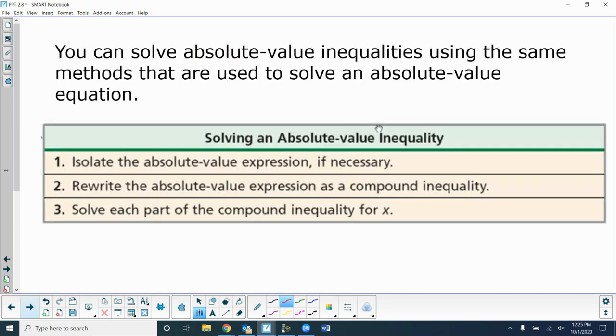All right, so, same rules. Isolate the absolute value if you have to. If there are numbers outside of the absolute value, take them to the other side. Rewrite it as a compound inequality. If it's less than, you're going to put what word between them? And. If it's greater than, or. Then you're going to solve just like we did and graph.